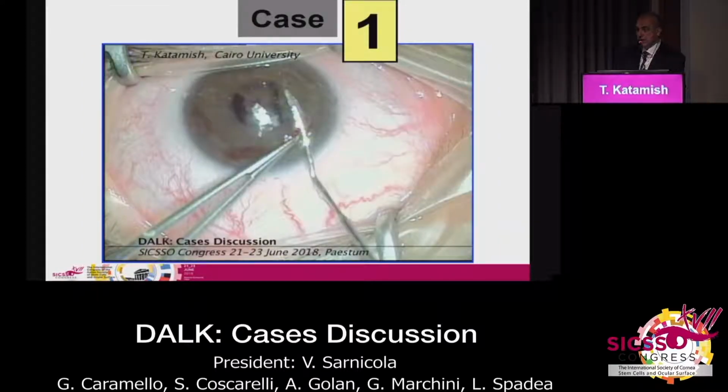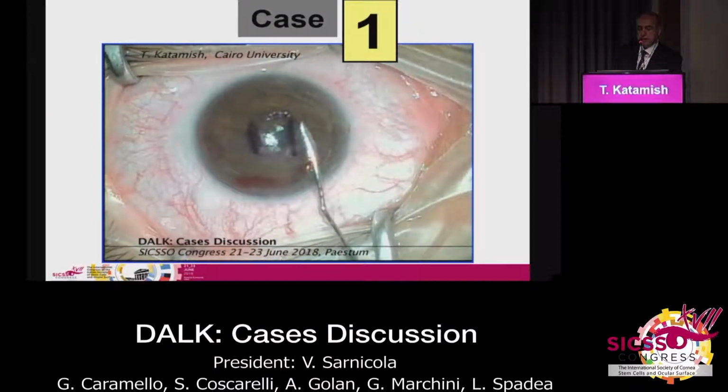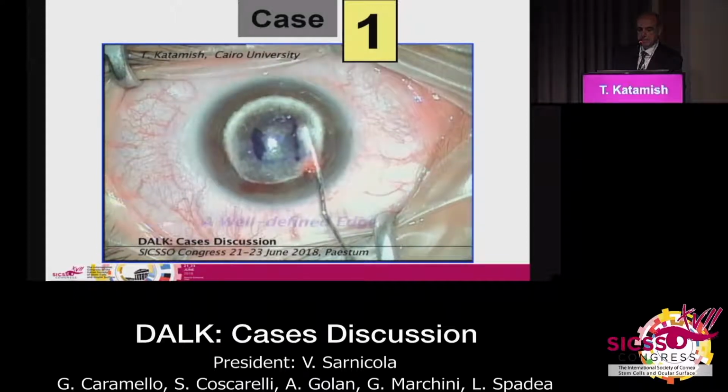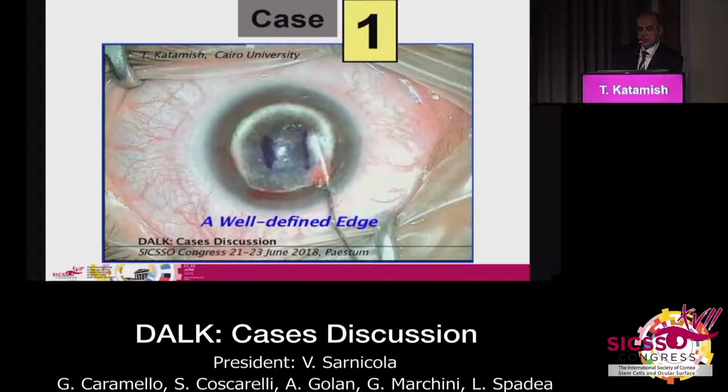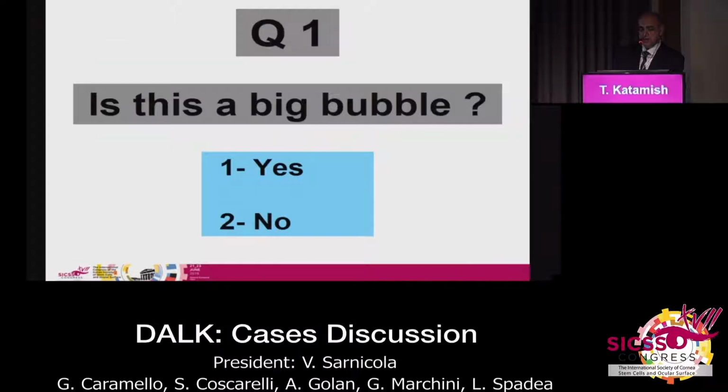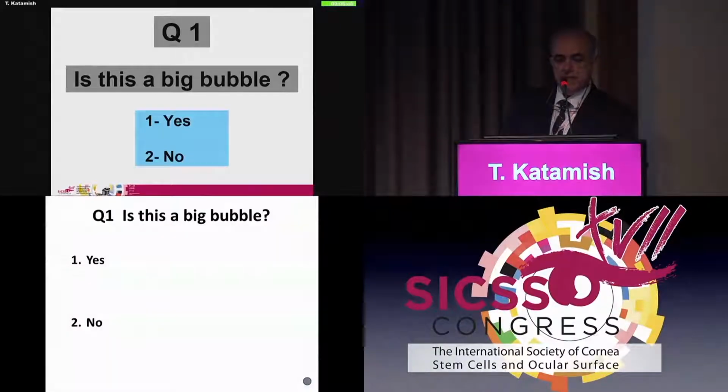This is a case of post-herpetic corneal scar, and I am doing the ALK for it. You watch injecting air in the stroma. And as you see, I have got a very well-defined edge. My first question: is this a big bubble? Number one, yes. Number two, no.